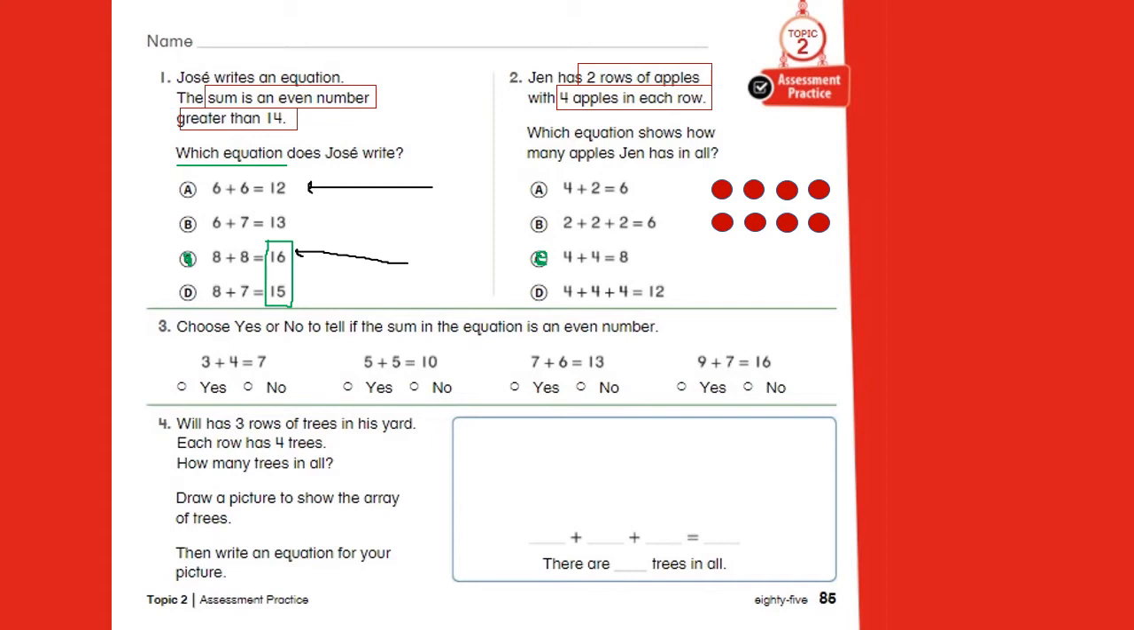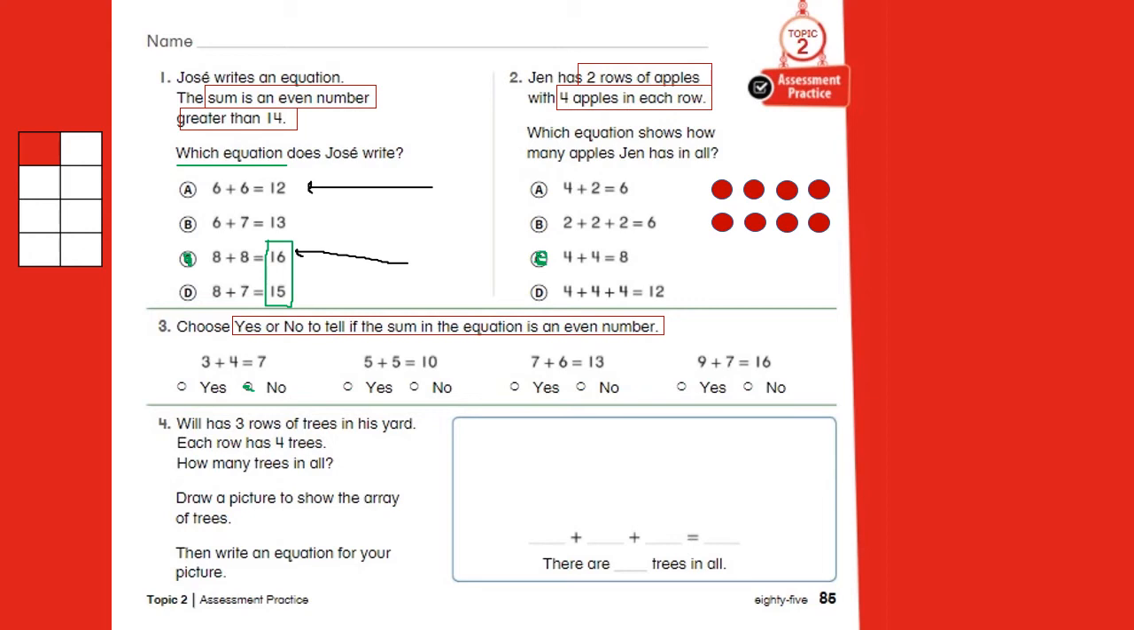The next part, number 3, says choose yes or no to tell if the sum in the equation is an even number. That's really important. So for the first one, it says 3 plus 4 is 7. Is that even? If you're not sure, you just draw it out. 1, 2, there are 3 sets of 2. But there's one sticking out up there. And when we see something like that, a near doubles fact, it's odd. 3 plus 4 is a near doubles fact.